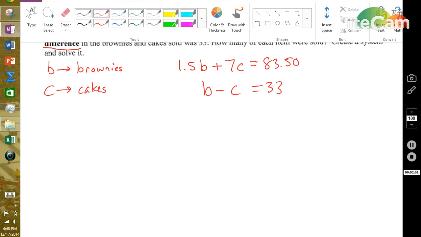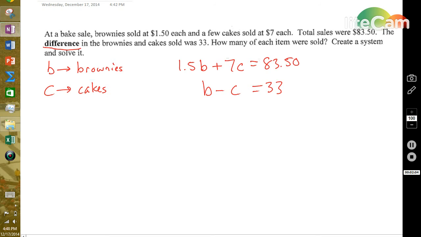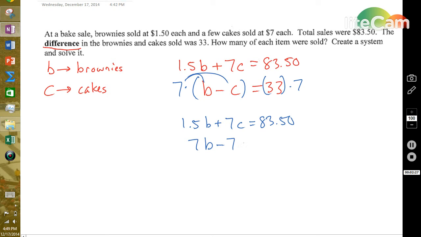You can solve this system by either using substitution or elimination. I'm going to choose to use elimination and multiply the second equation by 7 in order to cancel out the C terms. So I'm going to rewrite my original equation. Distribute the 7 to both terms on the left side. So 7B minus 7C. And 7 times 33 is 210 plus 21, which is 231.